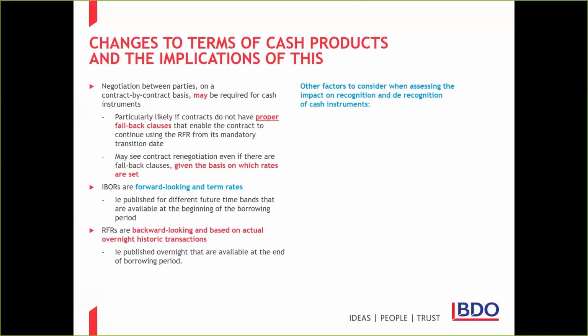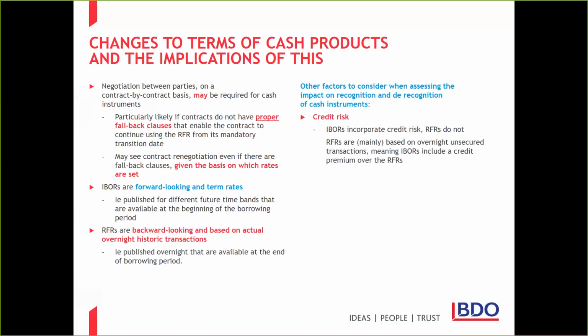Other factors to consider in terms of financial instrument accounting are credit risk. Interbank offered rates inherently include credit risk, as they are set between banks based on what they will lend to each other at. Alternative risk-free rates will probably be set based on very short-term unsecured trades, so are expected to be lower than the equivalent interbank offered rate. Finally, alternative risk-free rate markets are currently illiquid and volatile. For example, SOFR was fluctuating between 1.5% and 9% over a couple of days in September.